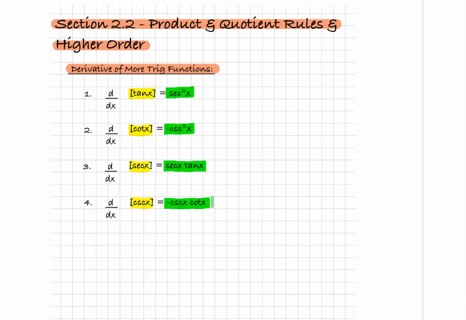So now we have all 6 trig functions. We've got our product rule, we've got quotient rule, we've got our sum and difference rule. So we've got quite a tool bag of rules that we can use to work with these different functions we're going to encounter.